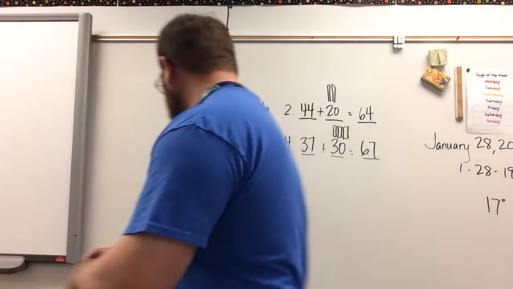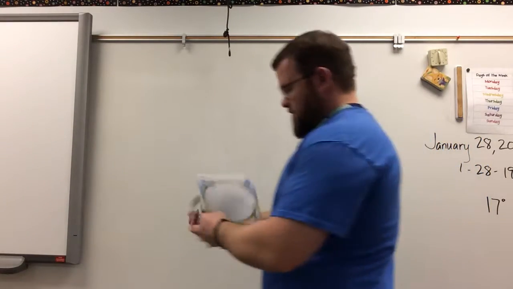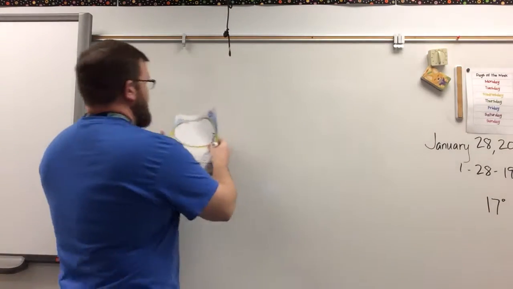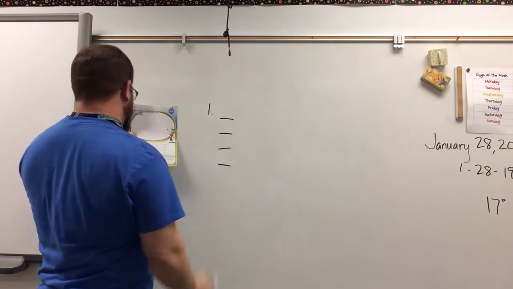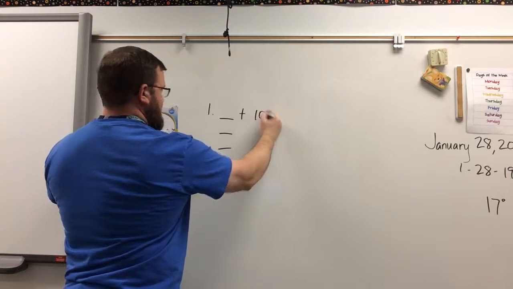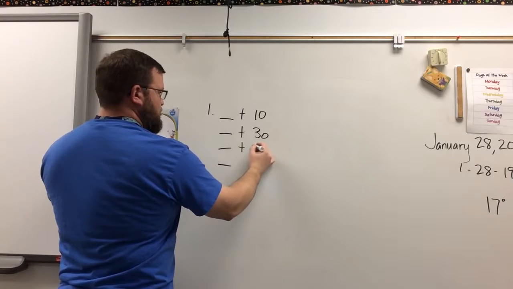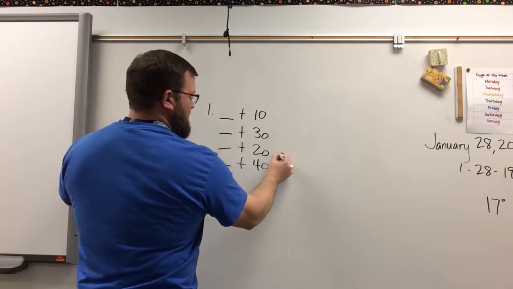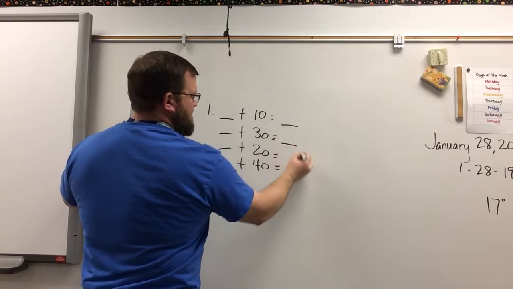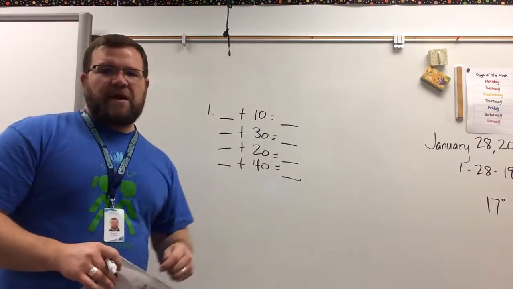Next page. Okay, let's do a little erasing right here. And then, I'm going to drop my marker. So, number 1 looks like this. You have blank, blank, blank, blank. And you have plus 10, plus 30, plus 20, plus 40, okay? So we're going to work with number 1 first, and we're just going to jump right into it, okay?